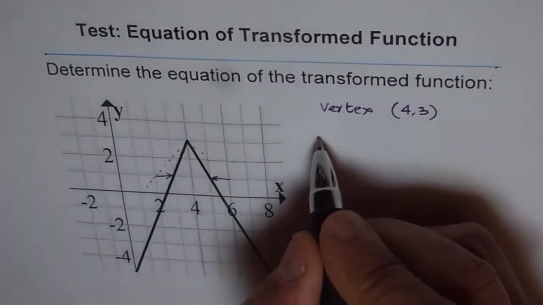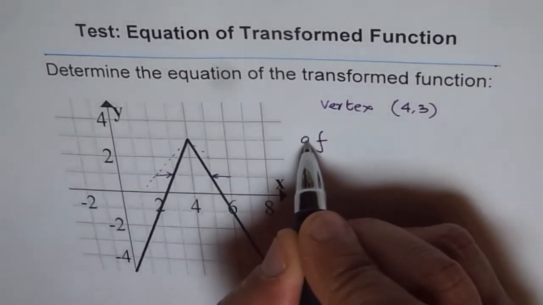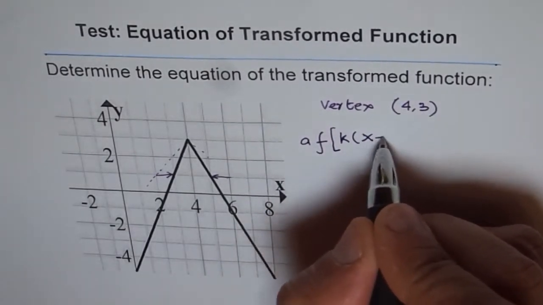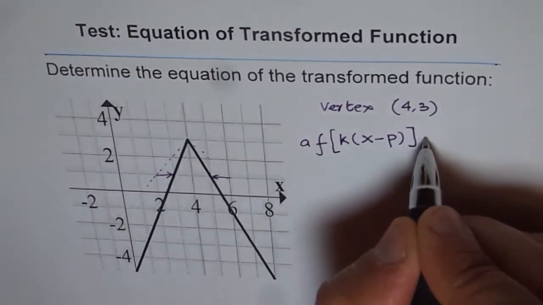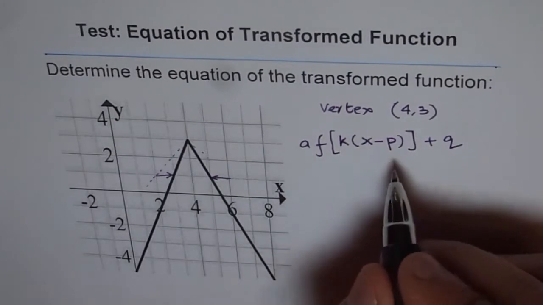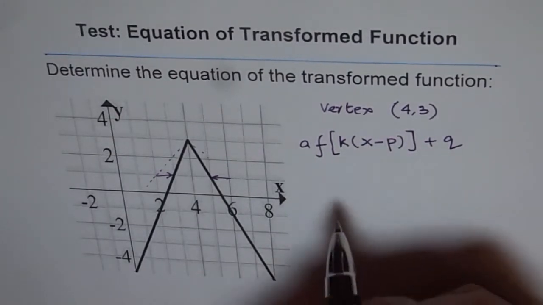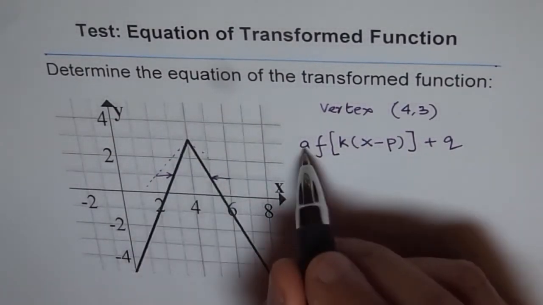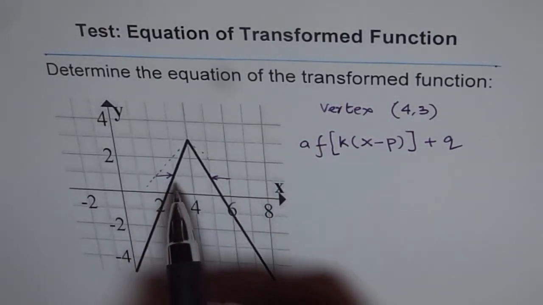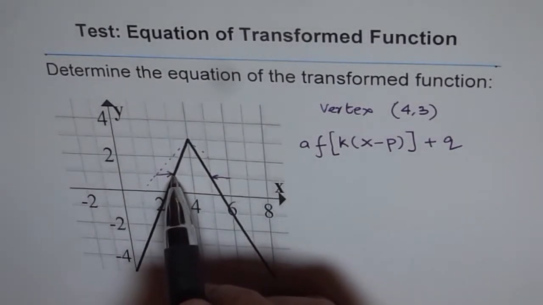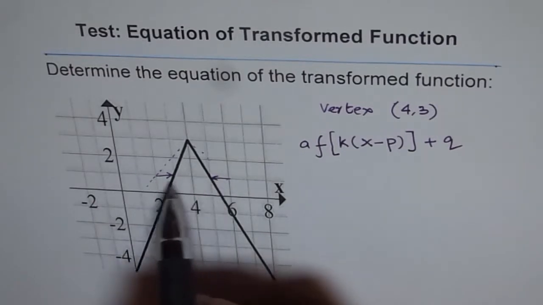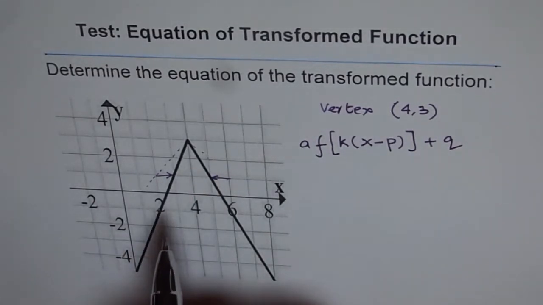In general, the transformed function can be written as a times f of k times (x minus p) plus q. Now, since the vertex is at (4,3), we know the values of p and q, and now it is reflected, so a is negative. Now we can treat this as a vertical stretch from this position, or even as a horizontal compression by half. So either way we can get the equation of this graph, right?